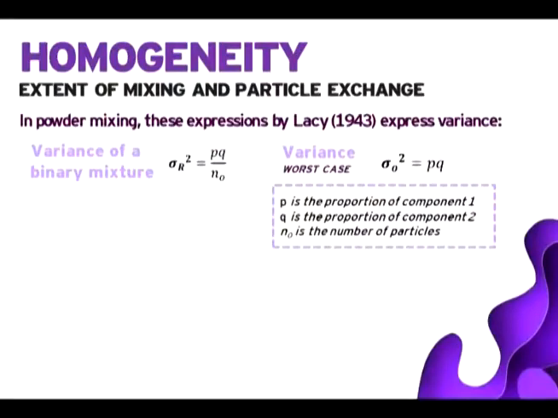In 1943, Lacey provided that the variance of a binary mixture is sigma r squared equal to PQ over N sub o, while the variance for the worst case expected in a binary mixture is simply sigma o squared equal to PQ, where P is the proportion of component 1, Q is the proportion of component 2, and N sub o is the number of particles.